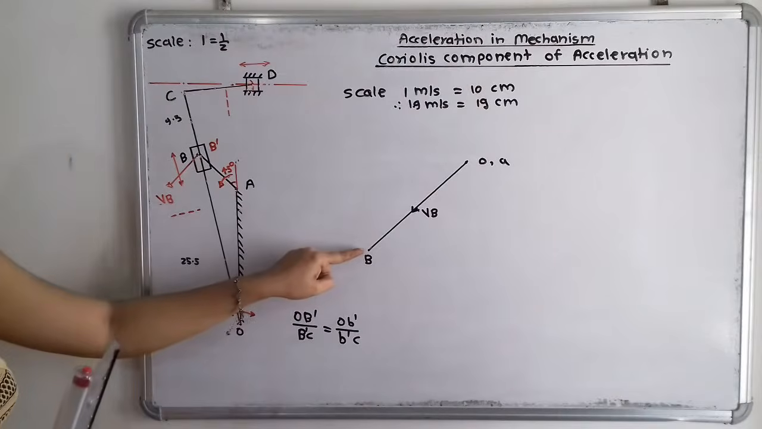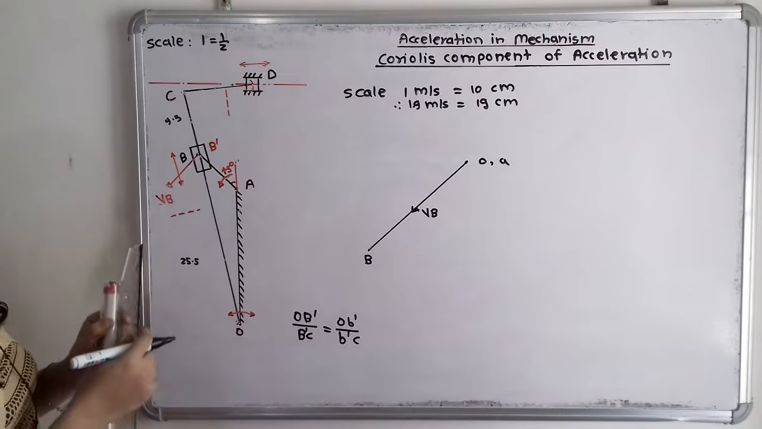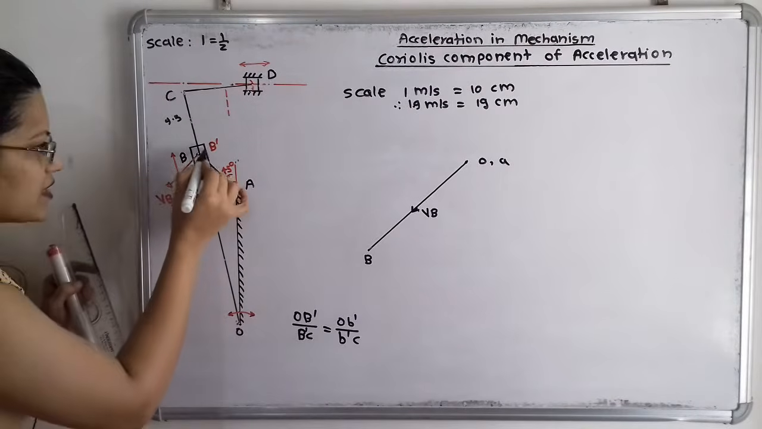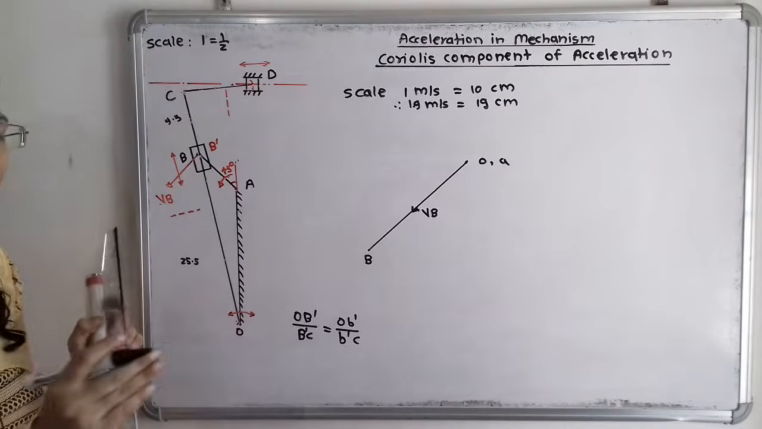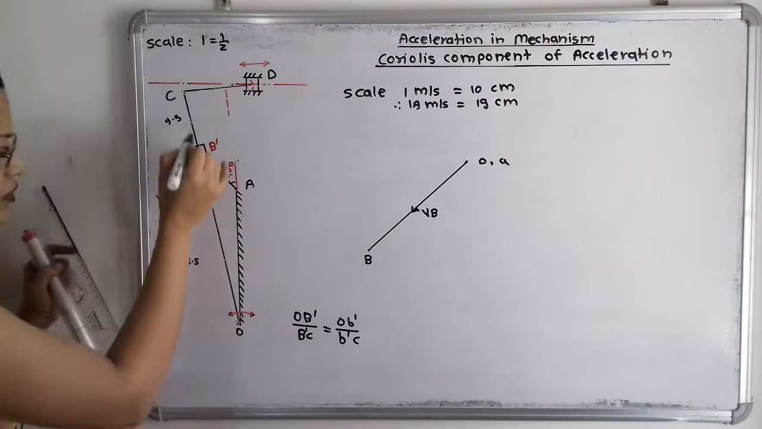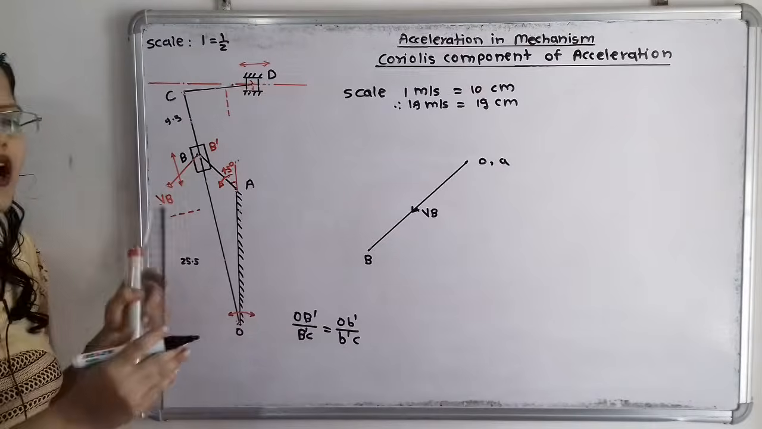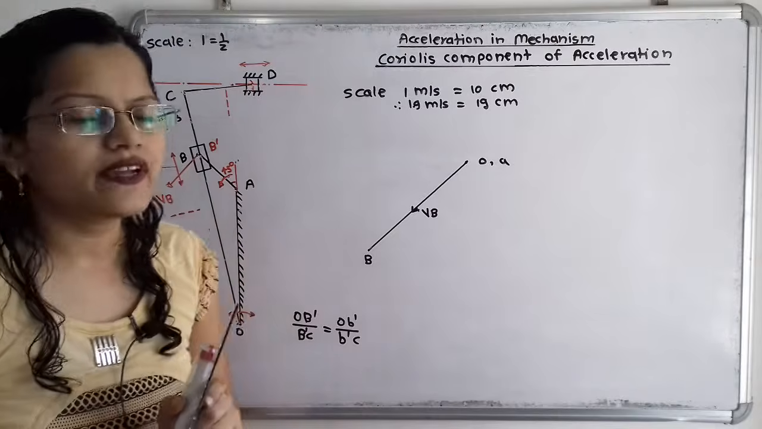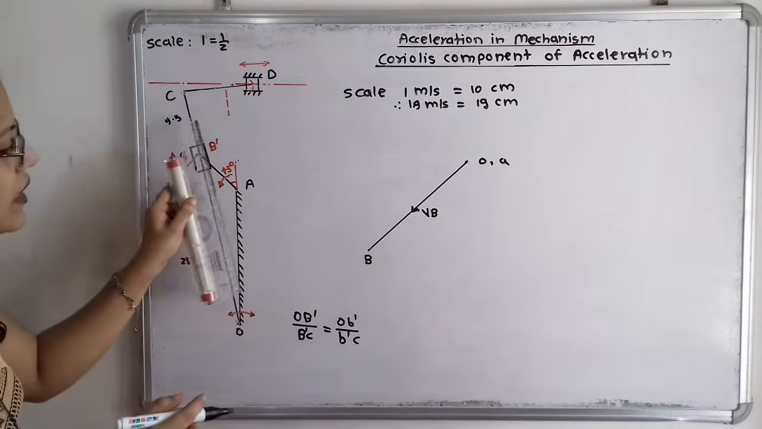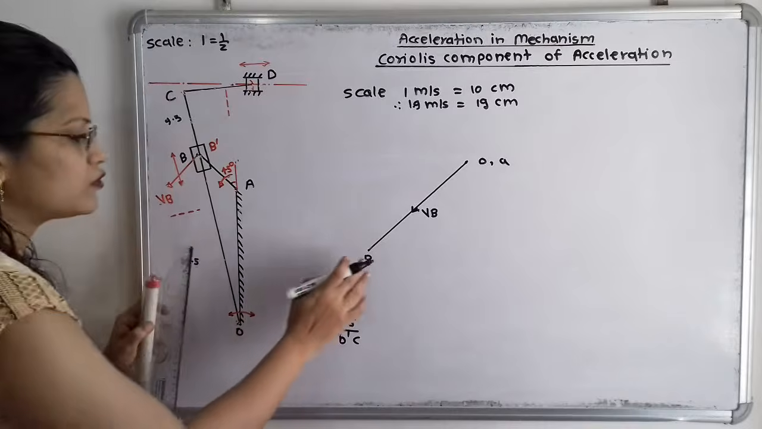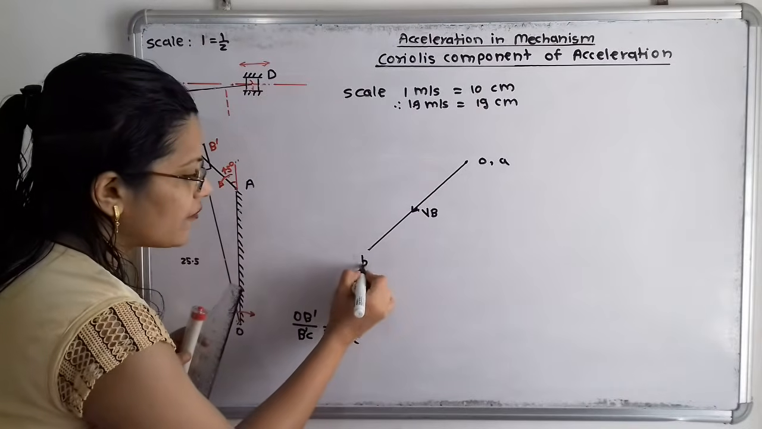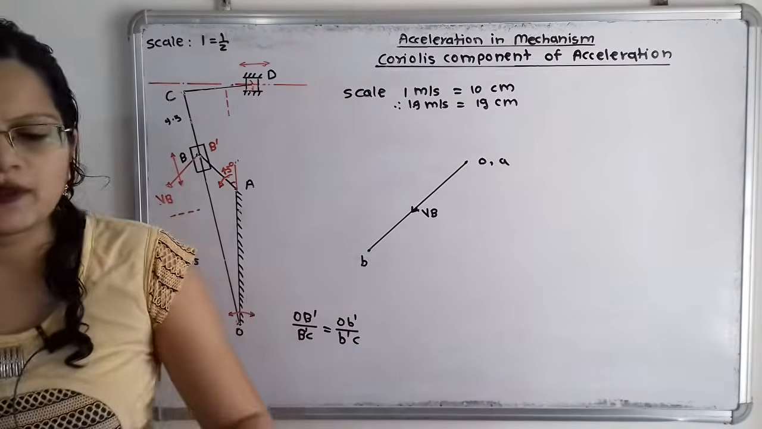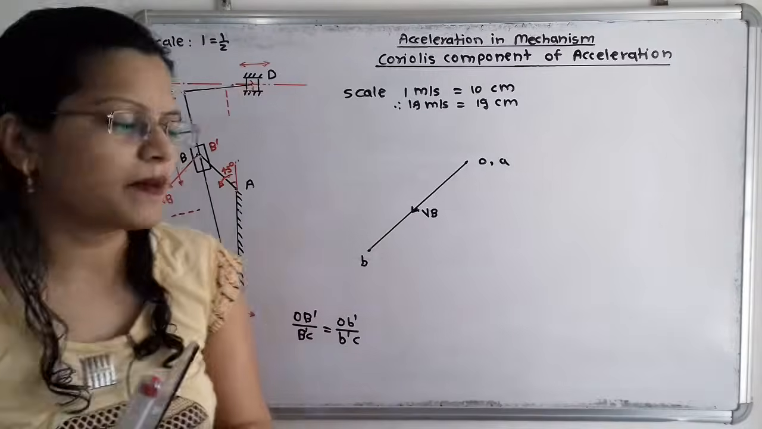Now if we observe from this point B, we can take one line, because here the slider is getting attached and this slider is having the reciprocating motion along this link OC. So how to transfer this reciprocating motion to the velocity diagram? We have to draw one line parallel to the link OC but passing through this point B. So here will be small b, because in the velocity diagram we will use the small letters.